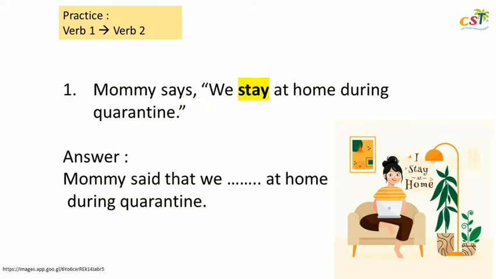Next, let's have a little practice. Oh yeah, I would like to remind you, please don't forget to change verb 1 into verb 2 when you change it into reported speech. Number 1. Mommy says, we stay at home during quarantine. So, that's right, you only have to change stay into verb 2. I don't want to tell you what is the verb 2 of stay. Okay, I tell you. This is the verb 2 of stay. Stayed.